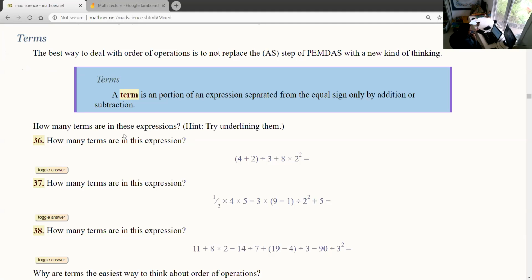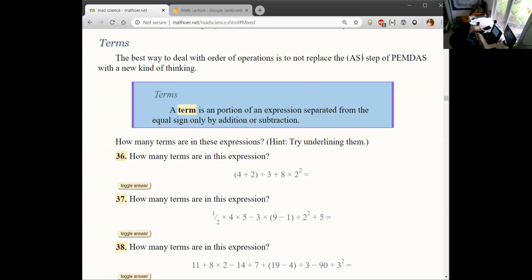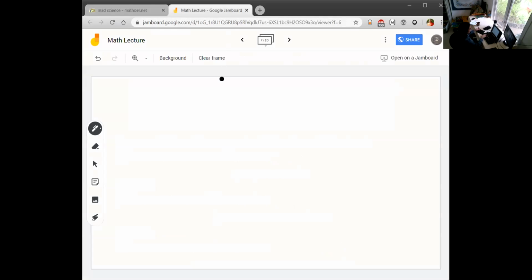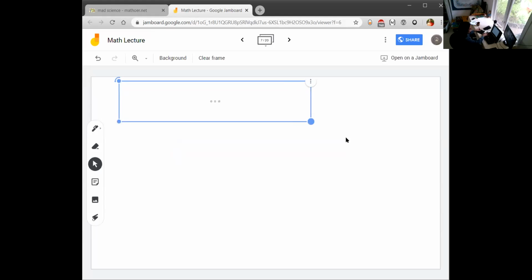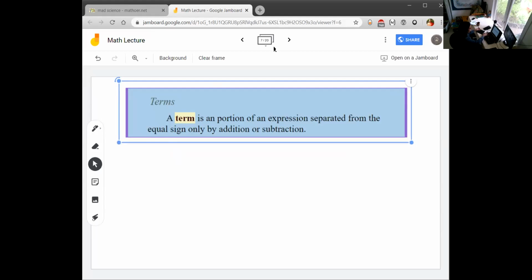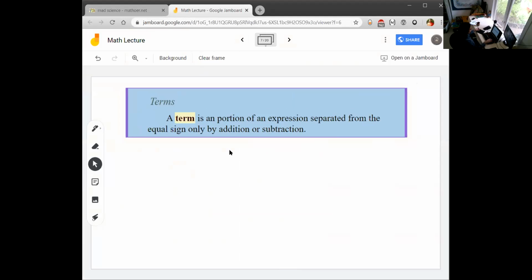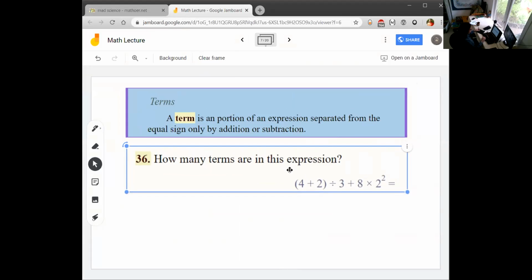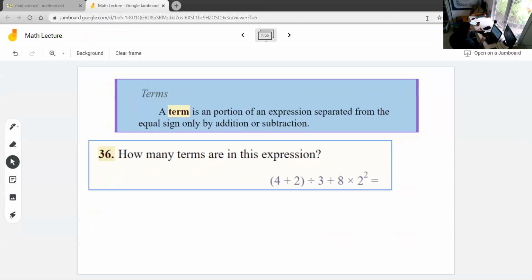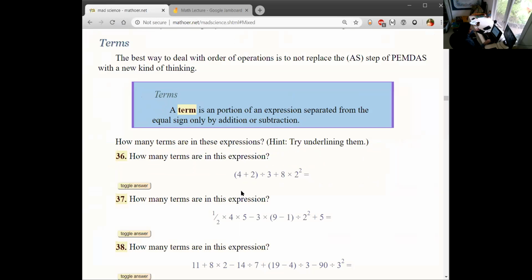So we need a definition. A term is a portion of an expression separated from the equal sign only by addition or subtraction. So I'm going to grab that and I'm going to put it on not just one, but 3 different Jamboards. So that didn't make much sense when I just read it to you. Let's actually look at one. Actually, I'm going to grab things while my window is narrow.